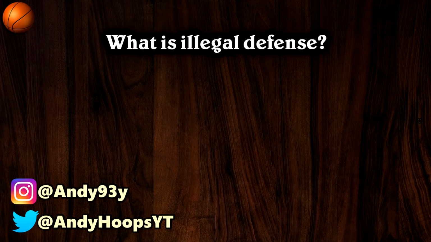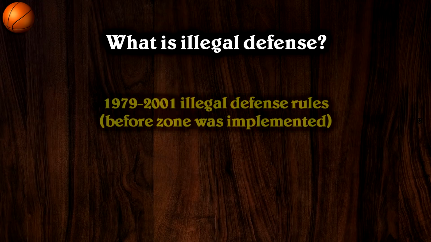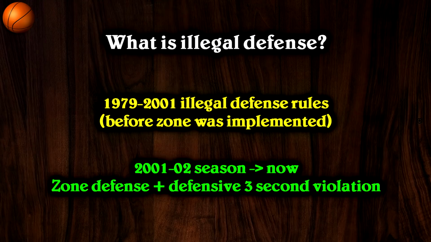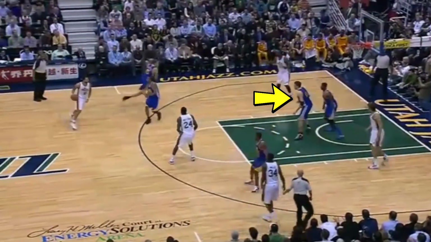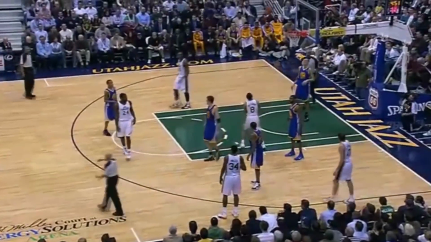What's good, fellas? My name is Andy, and today we're gonna take a look at something a bit different. Basically, it's about the illegal defense rule, which has been modified many times throughout NBA history. But this particular part of the rule existed from 1979 to 2001. And then starting from the 2001-2 season, the NBA made zone defense legal and also removed the old illegal defense rules. They replaced those old rules with a new defensive 3-second violation, which means defenders are not allowed to camp in the paint for 3 seconds if they're not actively guarding anyone.